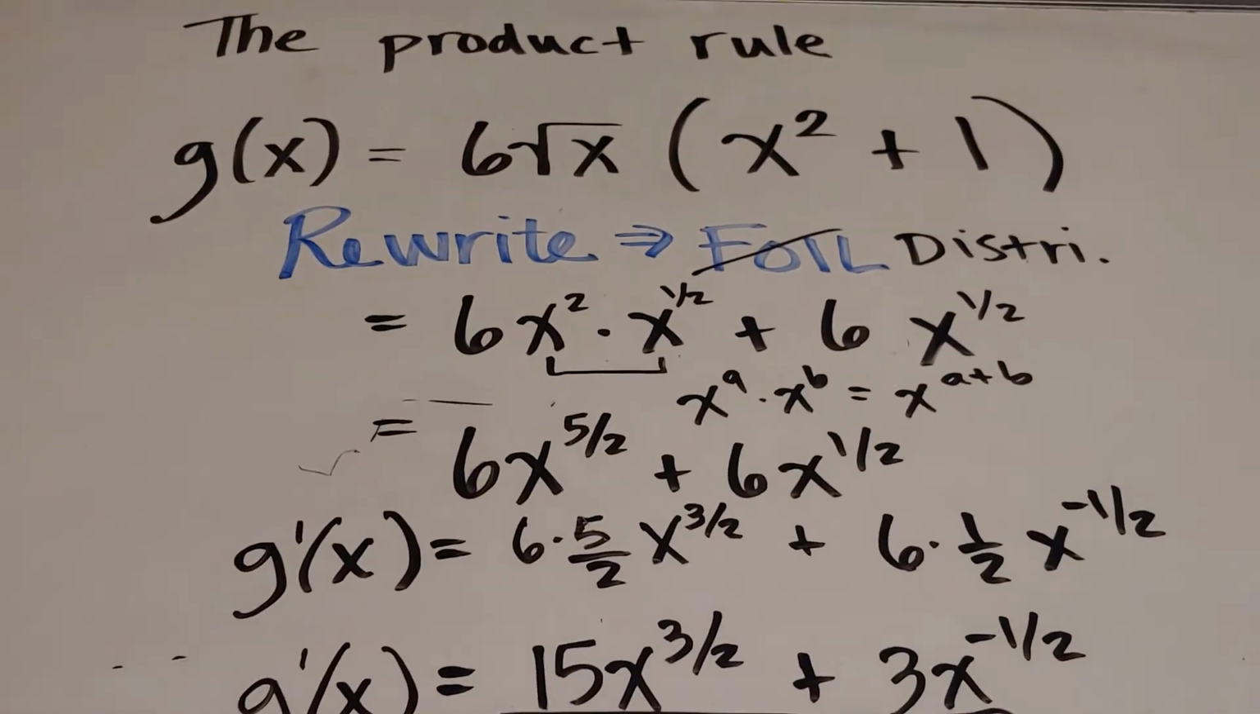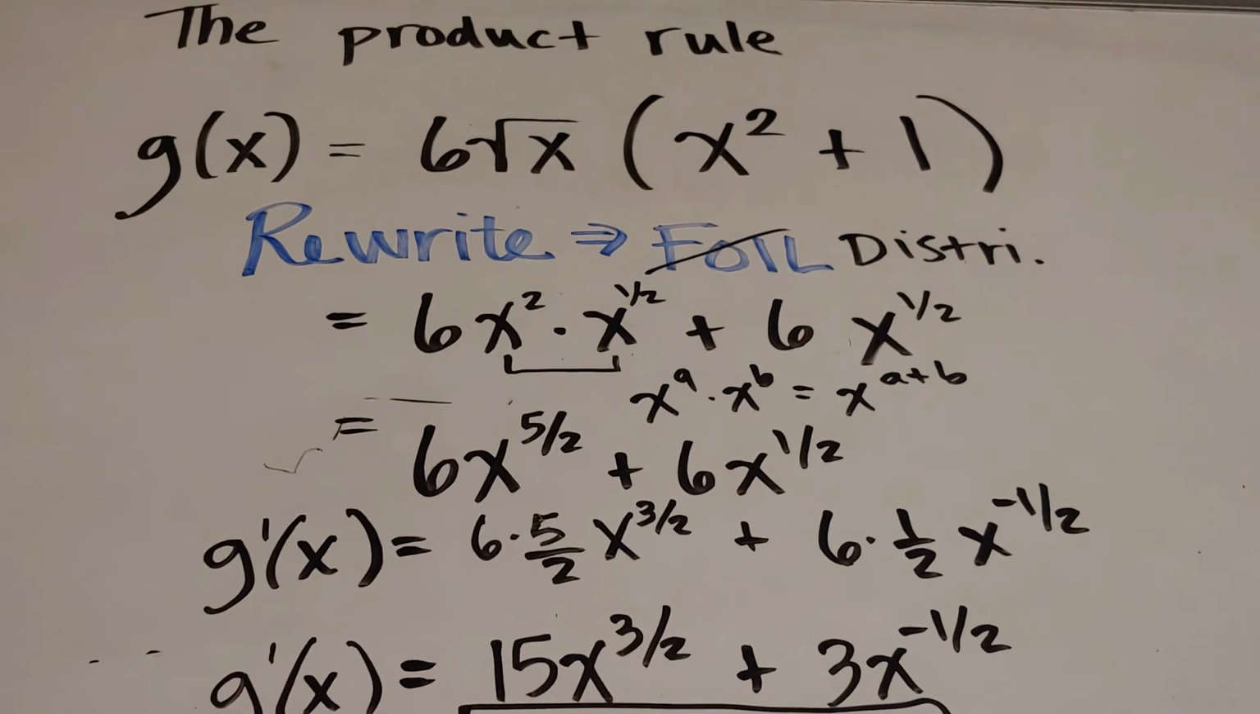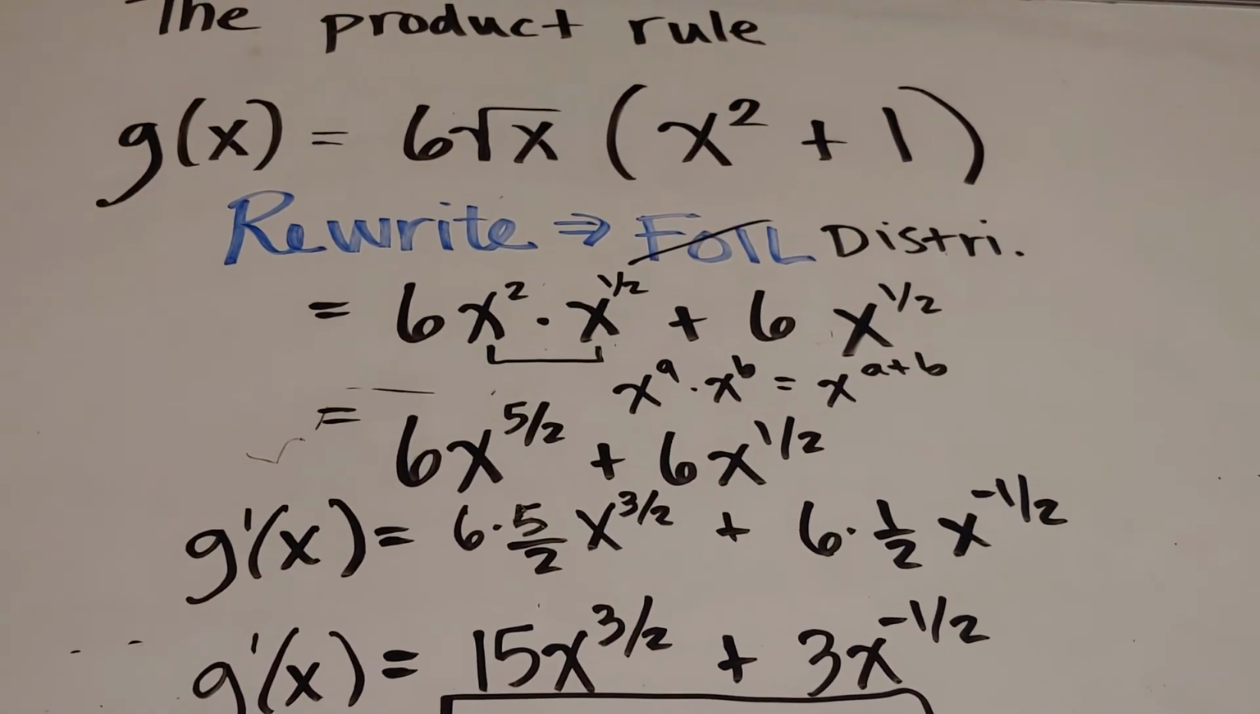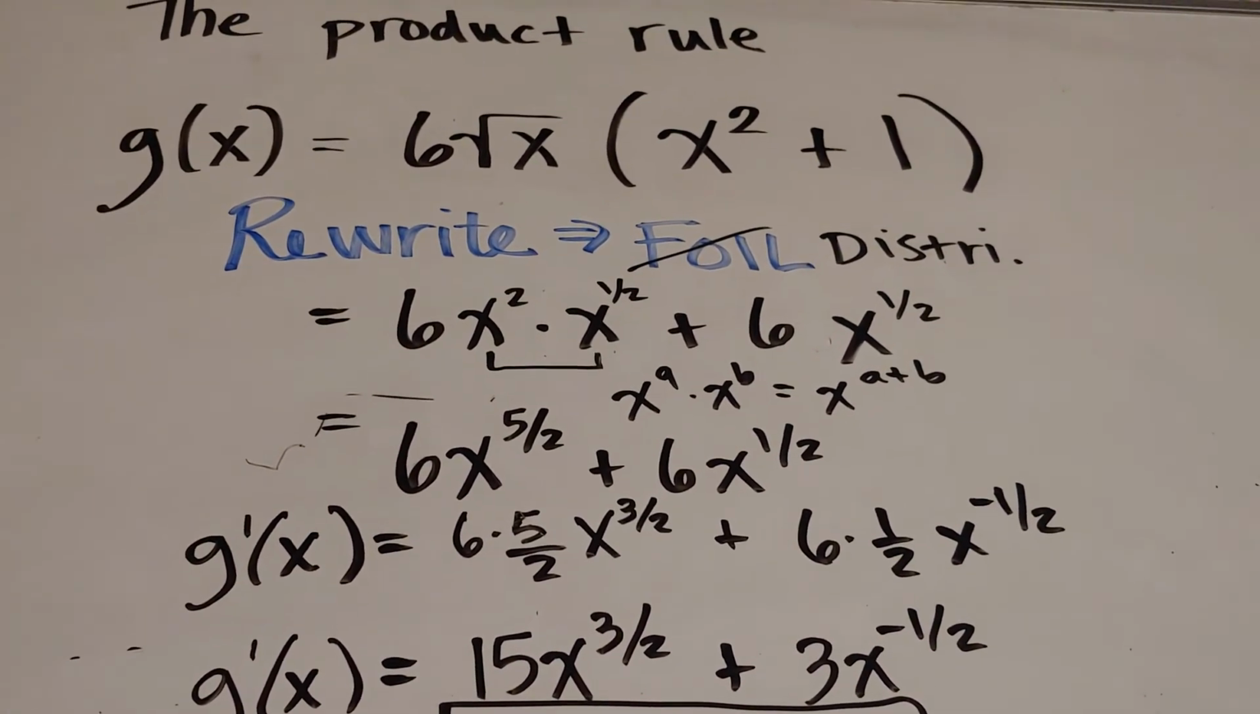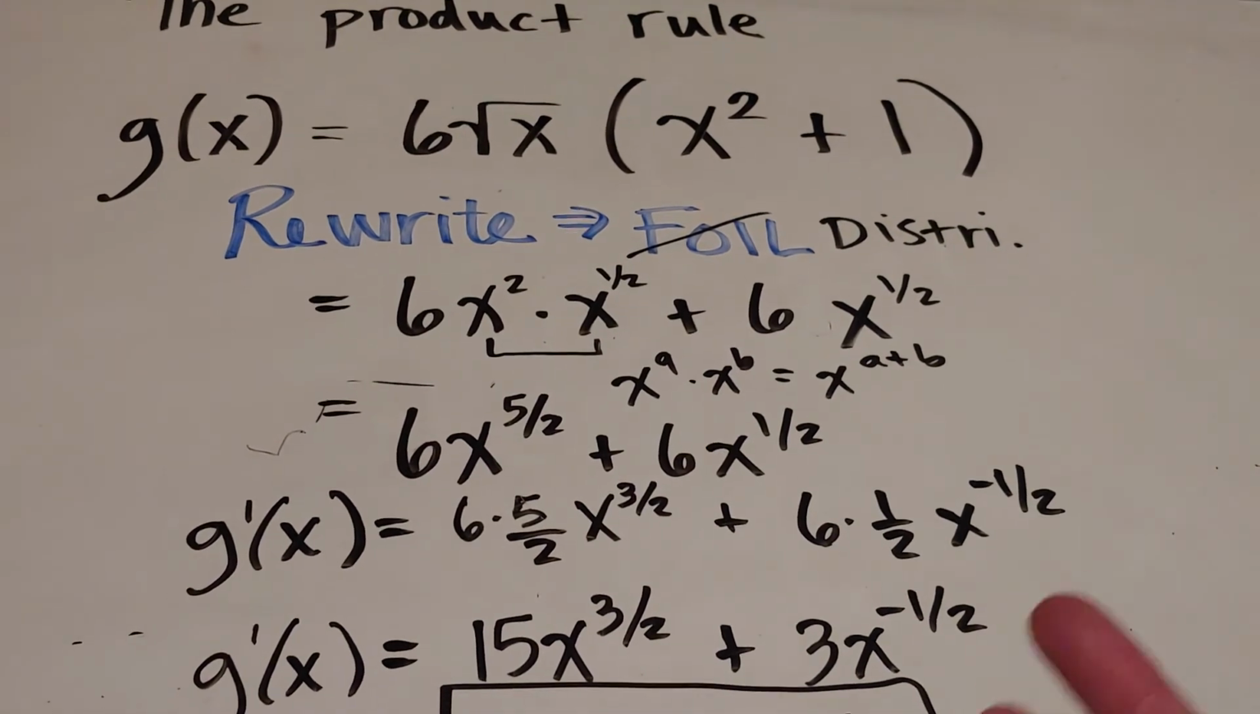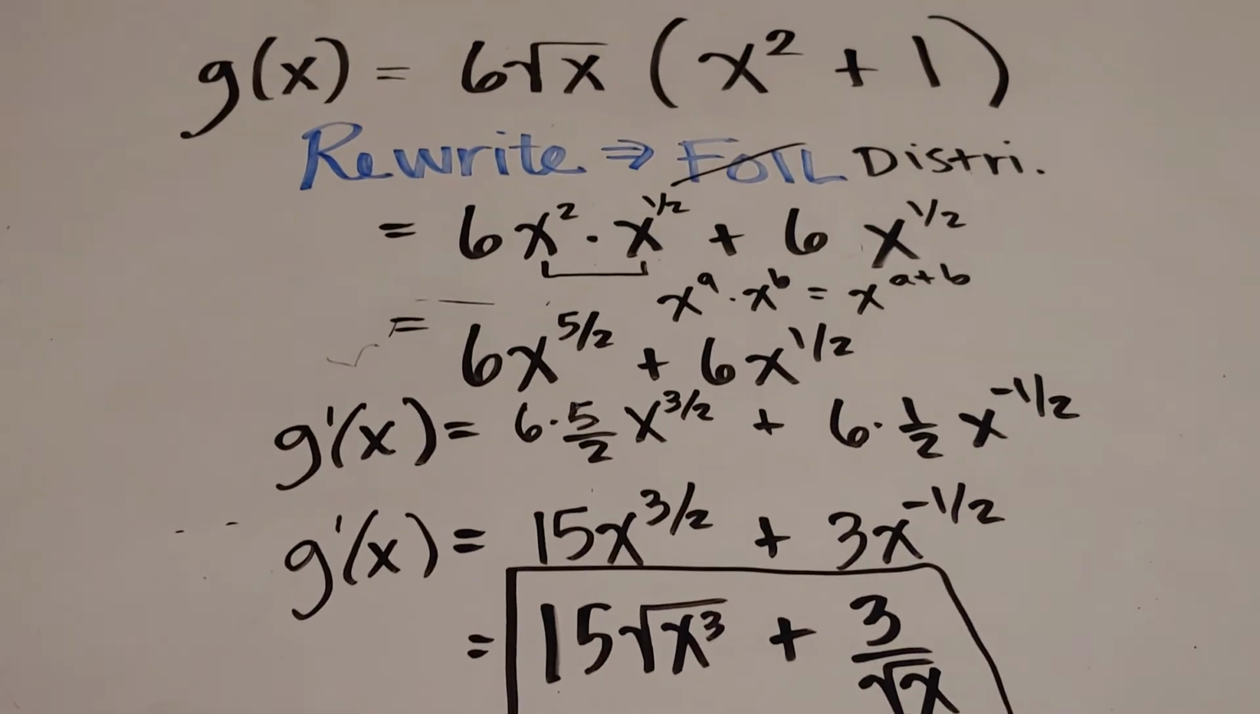Okay, so rule of thumb. Yes, you do need to do product rule in general. However, if you can avoid it by just distributing and doing it term by term, go for it. All right, good luck.